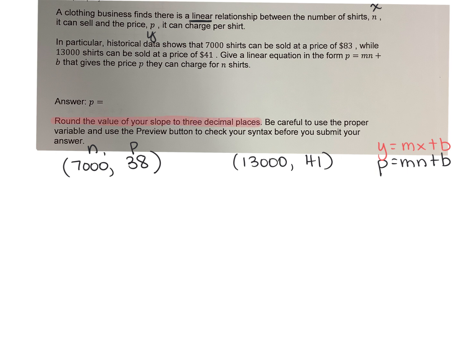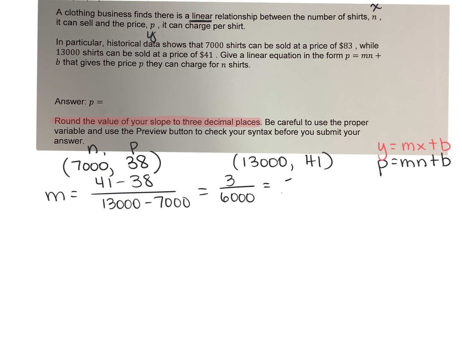Okay, so you have to be able to round properly. So as we go to find the slope, I have my slope is equal to 41 minus 38. And I'm going to divide that by 13,000 minus 7,000. So we have 41 minus 38 gives us 3, and 13,000 minus 7,000 is 6,000. So when we divide 3 by 6,000, that's going to give us a decimal of 5e to the negative 4.